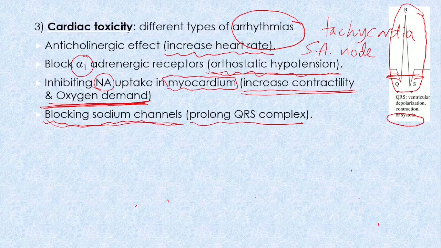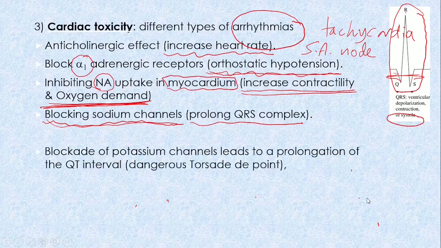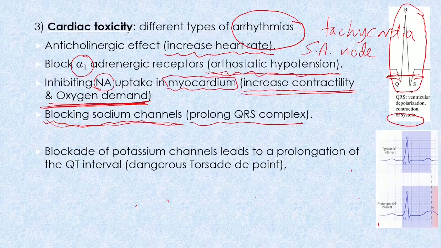Not only that, tricyclic antidepressants can block the potassium channel in the cardiac muscle. This will result as well in prolongation of the QT interval. This is the QT interval. By blocking potassium channel, the QT interval would be prolonged.